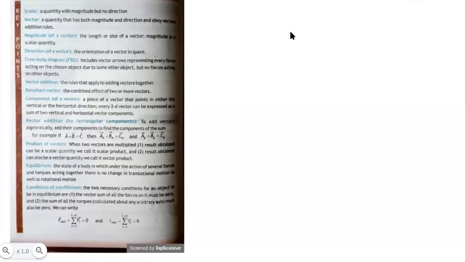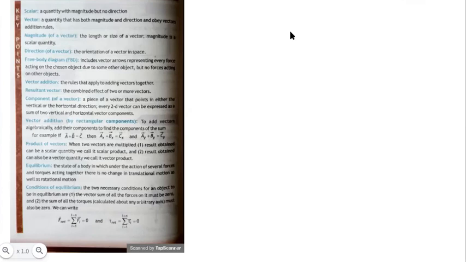Then the magnitude of the vector is the length or the size of the vector, and the magnitude of a vector is a scalar quantity, and the direction is the orientation of the vector in space, and it can be represented by using unit vectors. The free body diagram is the diagram which includes vector arrows representing every force acting on the chosen object due to some other object, but no forces acting on other objects. So that diagram is basically known as the free body diagram.